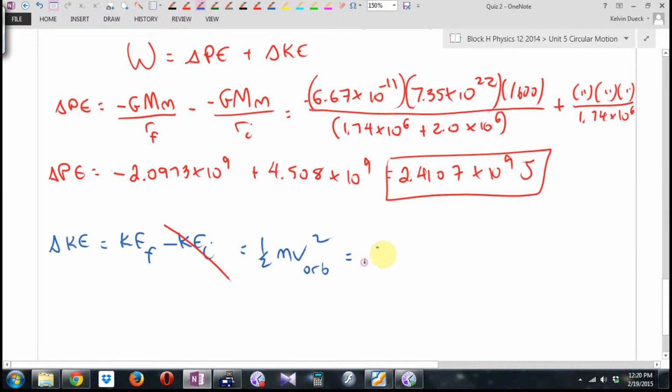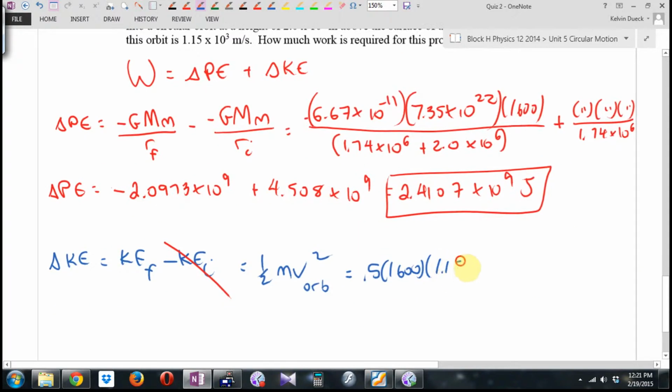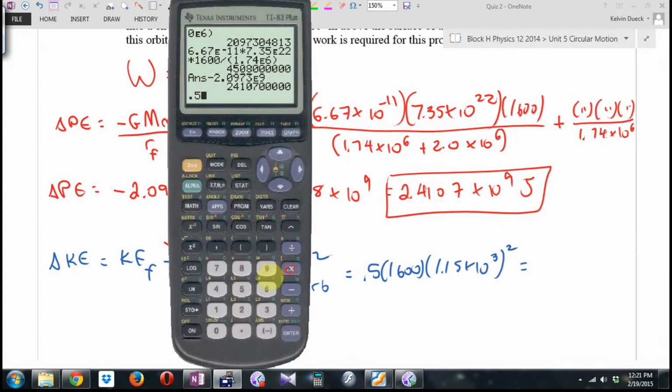It's going to be 0.5 times 1,600 times 1.15 times 10 to the 3 squared. How much kinetic energy does it have? 1058000, that much. 1.058 times 10 to the 1, 2, 3, 4, 5, 6, 7, 8, 9.